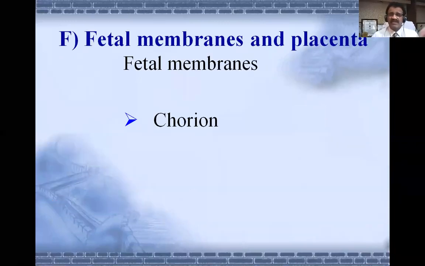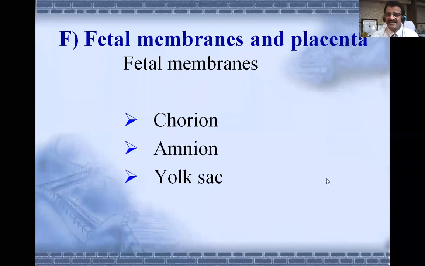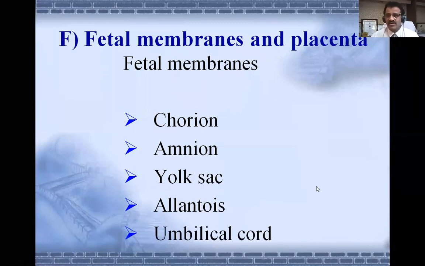Now, what are the fetal membranes? One is the chorion. Next is the amnion, next is the yolk sac, and next is the allantois. And of course, one thing is remaining. What is that? The umbilical cord, including the placenta. It supports that umbilical cord.